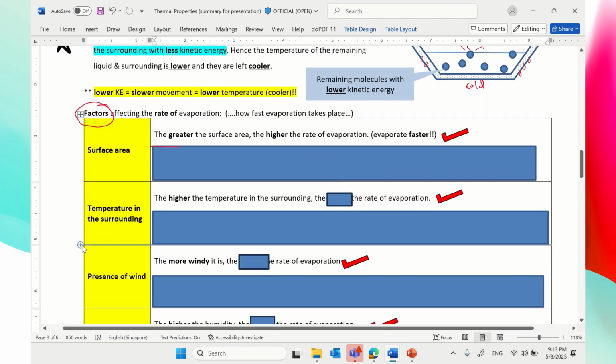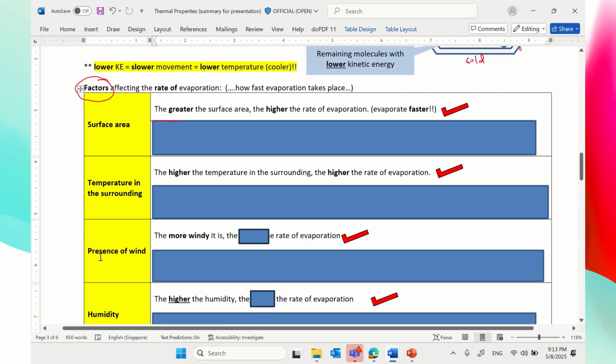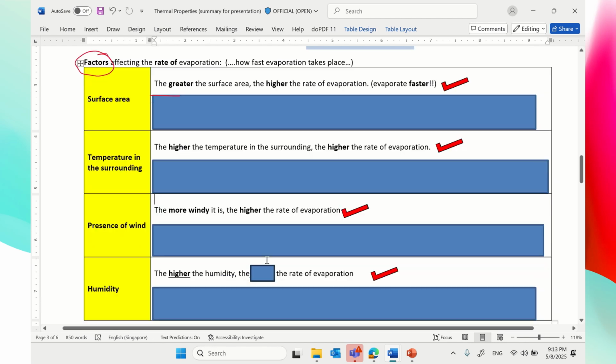Now, the next factor is the temperature of the surrounding. The higher the temperature of the surrounding, for example on a hotter day, the higher the rate of evaporation. Next, presence of wind. The windier the day is, the more the wind will carry away the molecules on the surface, allowing more molecules at the surface to escape, hence increasing the rate of evaporation.